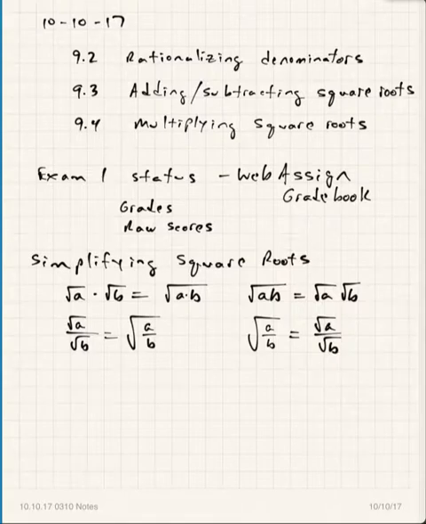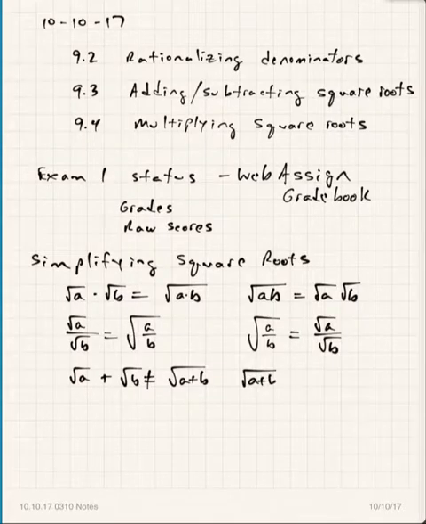Now those properties do not extend over to addition and subtraction, and so let's go ahead and write that out right here, and we'll talk about that later today. That's going to be important to us. But it's not true, in fact, that the square root of a plus the square root of b is equal to the square root of a plus b. That does not work. So I'm going to put a not equals right there. So that property does not extend over. And the same thing the other direction, that if you have the square root of a plus b, you cannot write that as the square root of a plus the square root of b.